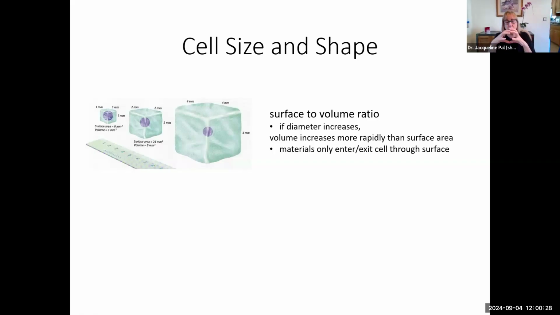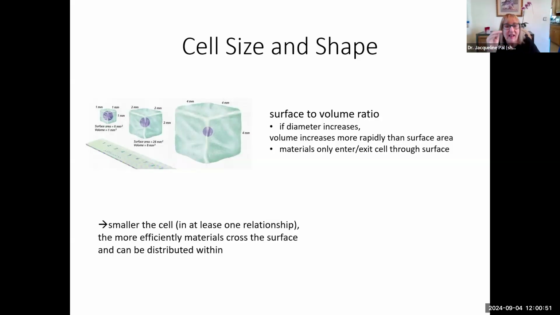So a cell can't grow perfectly as a square or perfectly as a circle, because didn't most of you learn in grade school, middle school to draw a cell as a circle? That's bad. Cells don't like to be perfect squares and perfect circles because they like to have at least one relationship be smaller, because that's much more efficient for the cell.